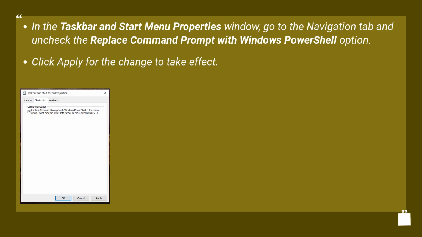This is extremely easy to accomplish. In the Taskbar and Start Menu Properties window, go to the Navigation tab and uncheck the Replace Command Prompt with Windows PowerShell option. Click Apply for the change to take effect.